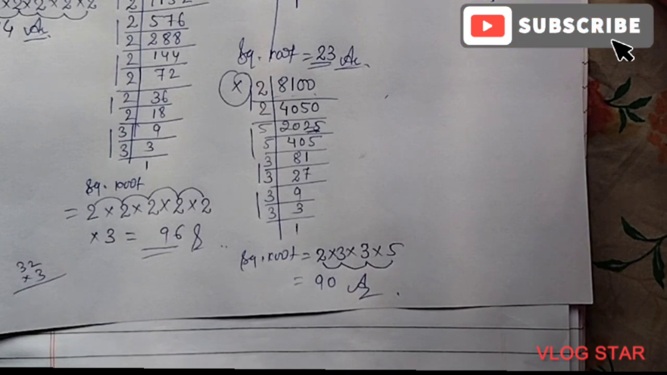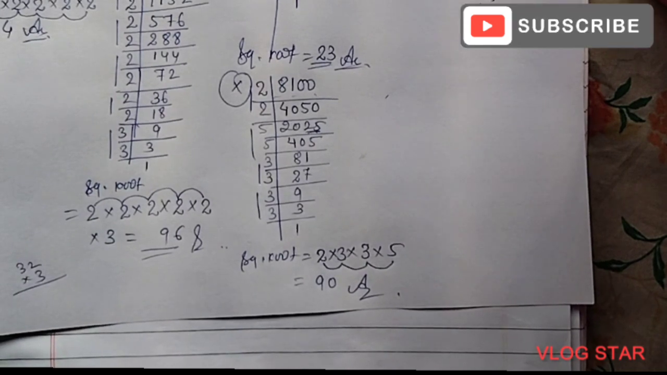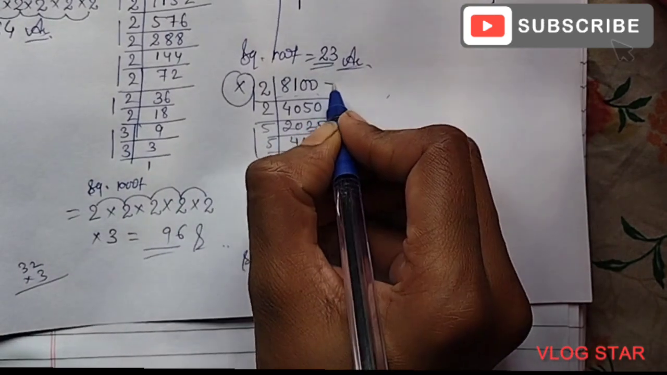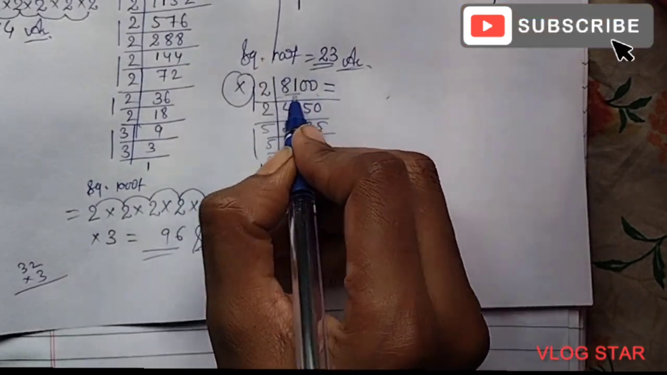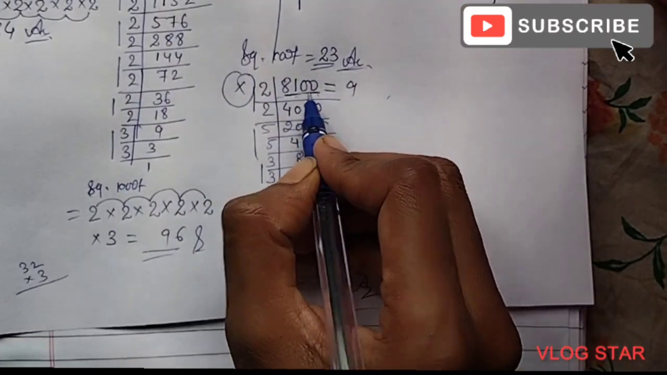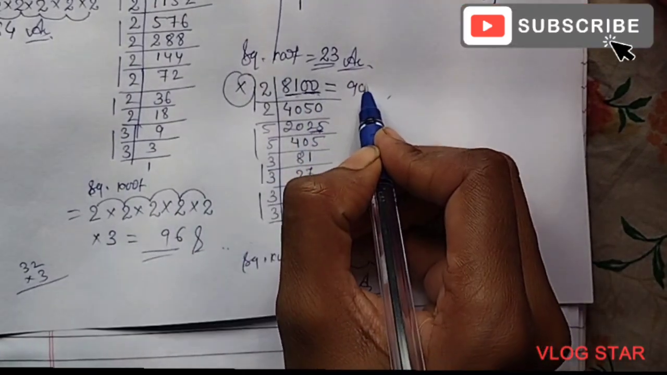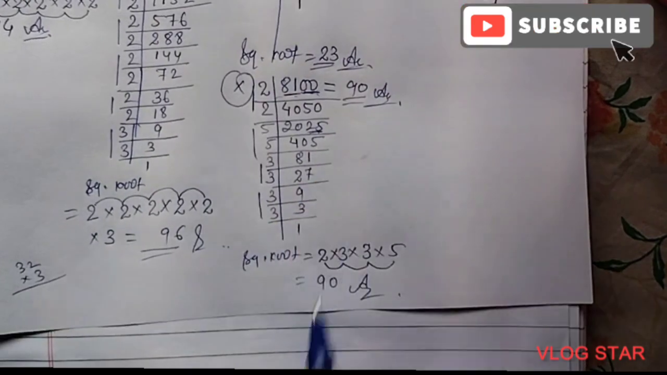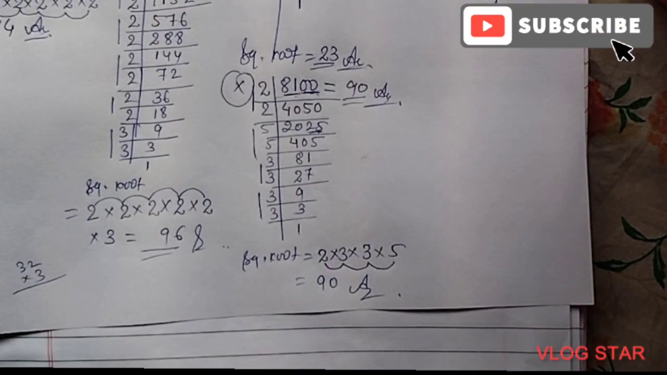So if you want to find the square root in a minute, how will you do it? You know the square root of 81 is 9, and the square root of 100 is 10. So this is the shortest form to find the square root.